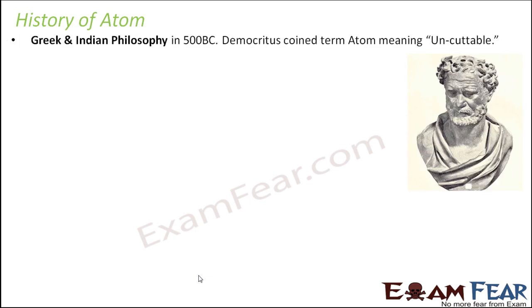Let's study the history of the atom. In 500 BC, the Greek and Indian philosophers actually talked about the atom. The Indian philosopher talked about a term called Parmanu, and the Greek philosopher gave this term atom, both meaning the same thing. They said that if you take any matter and try to cut it, you will reach a point where you will not be able to cut it further. That particular piece would be called an atom. That was their definition. Please note, it was all philosophy. There were no experiments done to prove that.